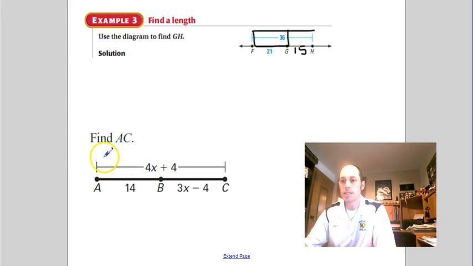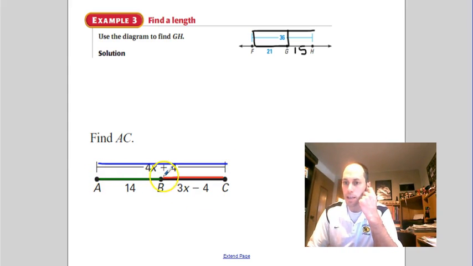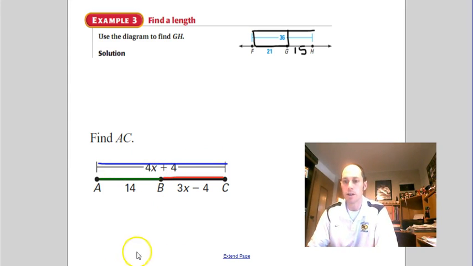So we've got a segment AC, which is a length of 4x plus 4. We want to find that exact length. So we know from A to B is 14, and I know from B to C is 3x minus 4. But I need to find this full length here. As I take a look at it, I see that AB and BC combine to give me AC. So I can do the same thing.